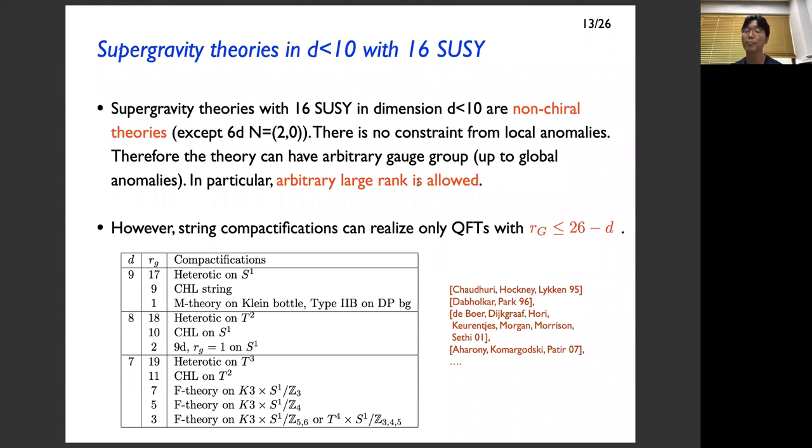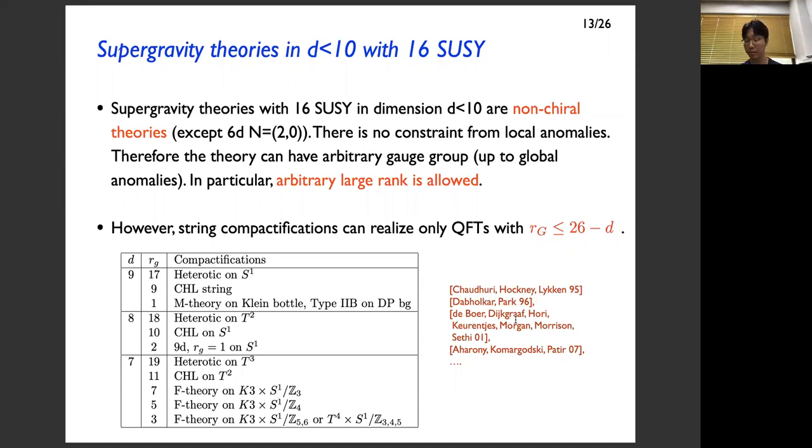On the other hand, string compactification allows only the theories with rank less than or equal to 26 minus d. So this is the full classification in 9D, 8D, and 7 dimensions from the string compactifications. As you see, in 9 dimensions, the biggest rank is 17, and in 8D, it's 18, and in 7D, it's 19. They saturate this bound. There are no other theories beyond this rank in string compactification. And these biggest rank theories are all coming from the toroidal compactification of the heterotic strings. So this classification was discussed in these papers.